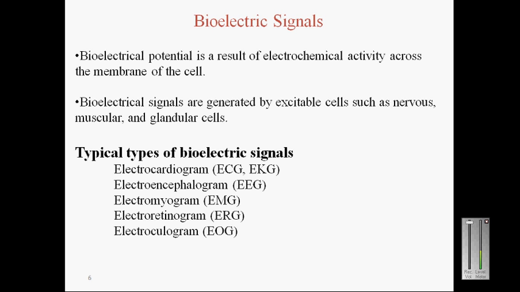Then typical types of bioelectrical signals. The electrocardiogram provides information about the electrical activity of the heart. The electroencephalogram provides information about the electrical activity of the brain. The electromyogram provides information about the electrical activity of muscles. The electroretinogram provides information about the electrical activity of the retina of the eye. The electrooculogram provides information about the electrical activity of the ocular region of the eye.